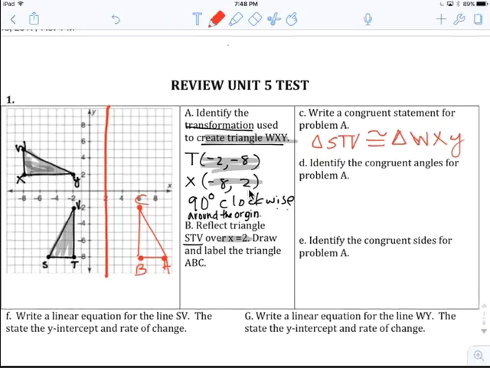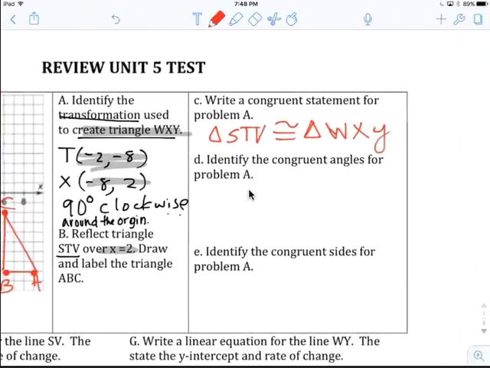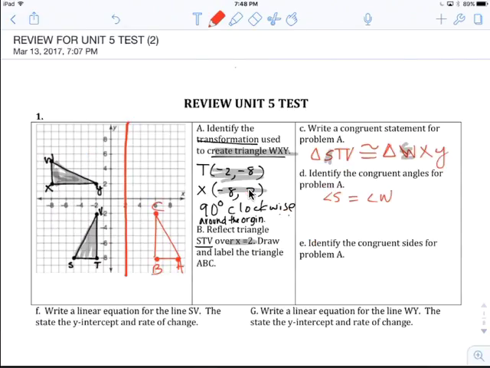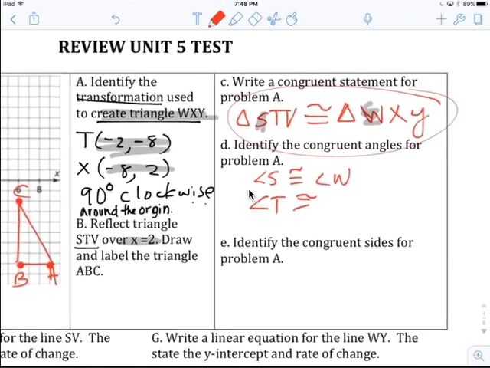Identify the congruent angles. Oh, that's easy. Just look at this here. From then on you go, angle S is congruent to angle W. But make sure here, because some students write this wrong and go by that, and this whole thing is wrong. S and W are congruent. T and X are congruent. Angle T is congruent to, make sure you put the congruent symbol.